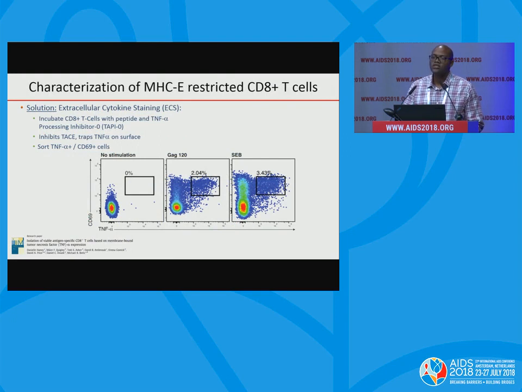So our solution was to adapt an approach from Michael Bett's group of extracellular cytokine staining. There we used TAPI-0, which stops the cleavage of TNF from activated CD8 T cells, and then we pair that with CD69 to identify antigen-specific CD8 T cells. Here, looking at an example of PBMC from a 68-1 vaccinated animal stimulated with either GAG120 or SCB. You can easily see our antigen-specific populations.